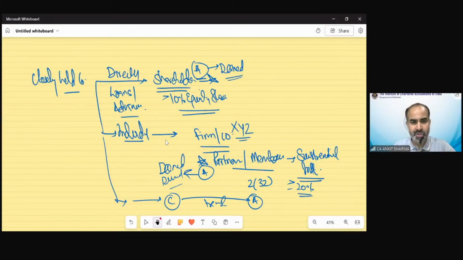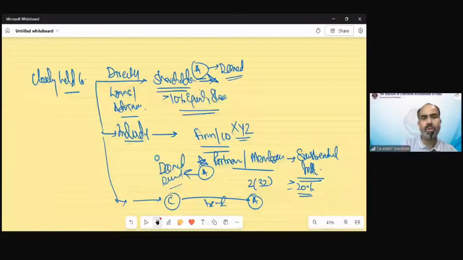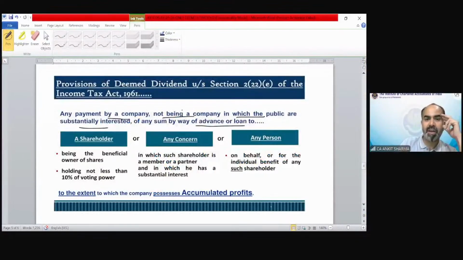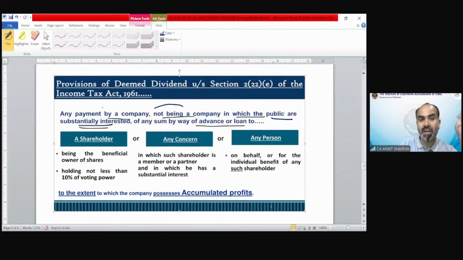Let's see the provision in detail. Any payment by a company, not being a company in which the public are substantially interested. Section 218 companies are those companies in which the public are substantially interested. So we are talking about a company in which the public are not substantially interested. We call it a closely held company, generally private companies.